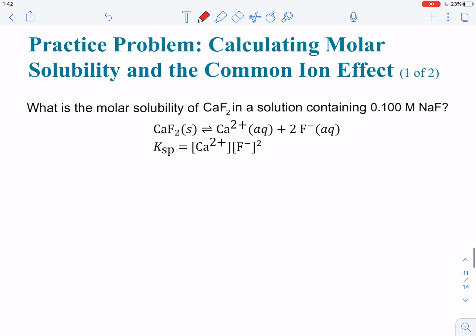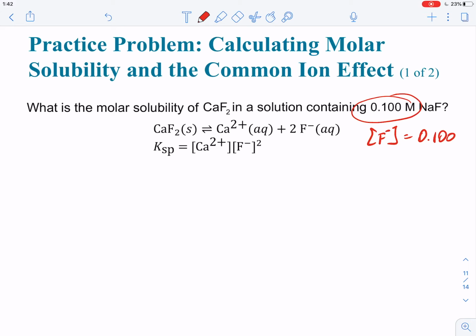So how do we use that? In this particular case, we have calcium fluoride, and then we are adding sodium fluoride to this solution. We are adding this much concentration of sodium fluoride. So in this case, the concentration of fluoride, because the stoichiometry of sodium fluoride is 1:1, is going to be equal to 0.100.